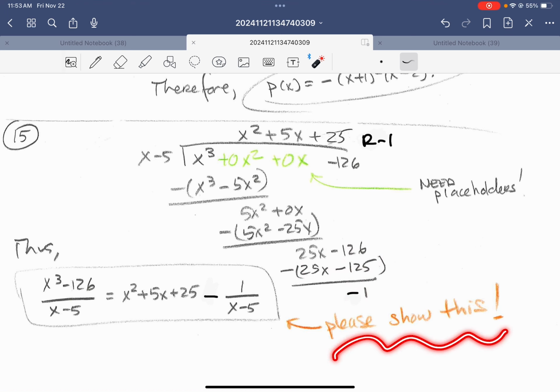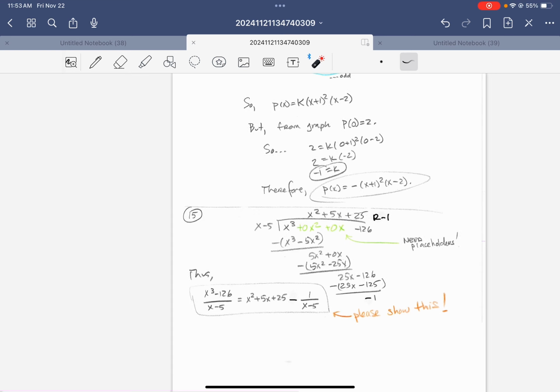And then please show this. So what we've just shown is that this divided by this is equal to that polynomial with my remainder of negative 1 divided into that many pieces.